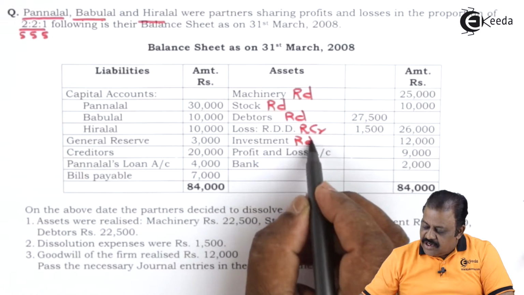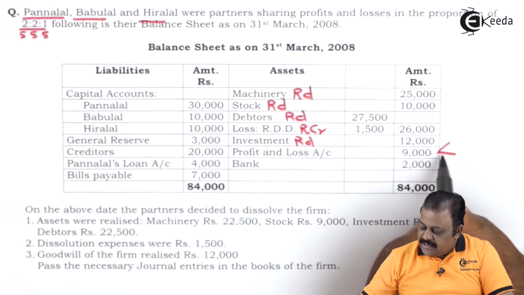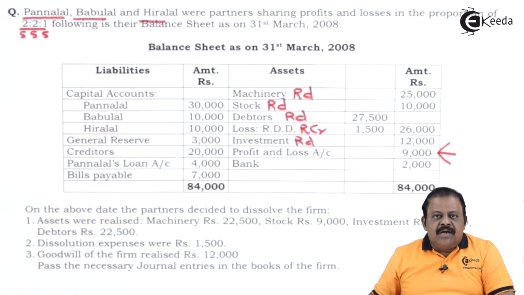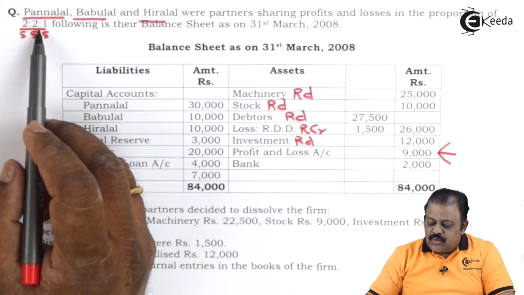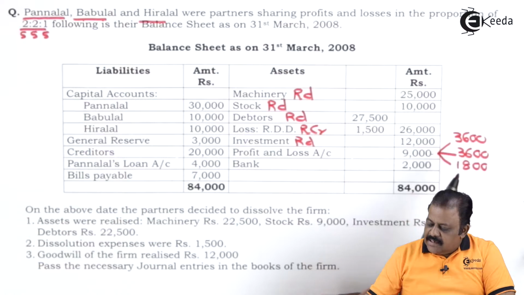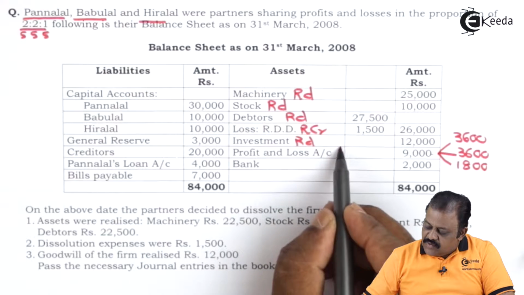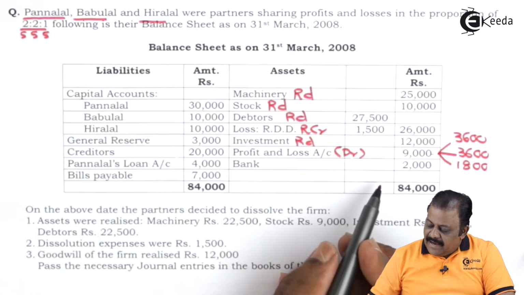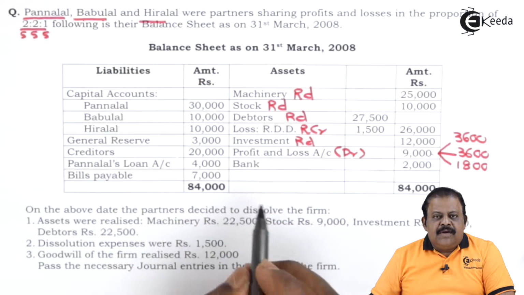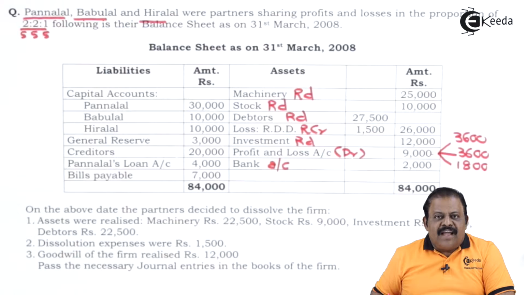Investment, realization account, debit. Profit and loss account, it is 9,000. It will be divided among all partners in their profit sharing ratio 2:2:1. 3,600, 3,600, 1,800. This loss will be transferred to the debit of partners' capital account. Bank account, this will be transferred to opening balance of bank account.